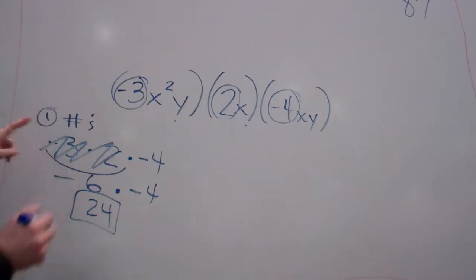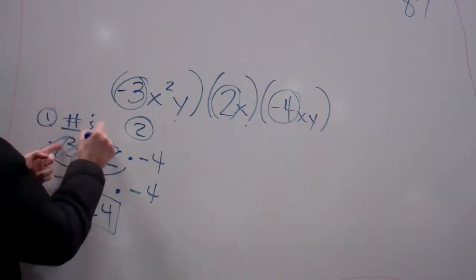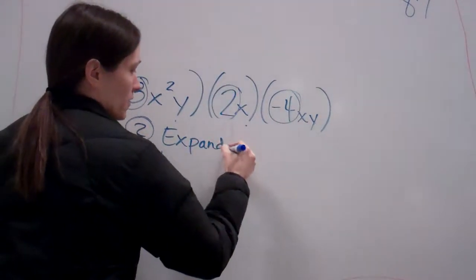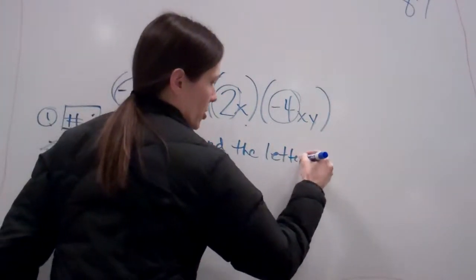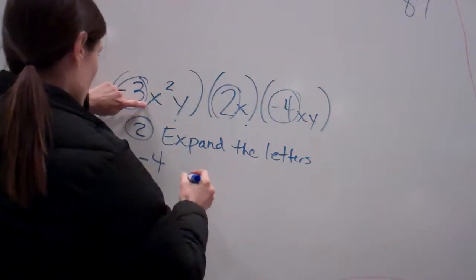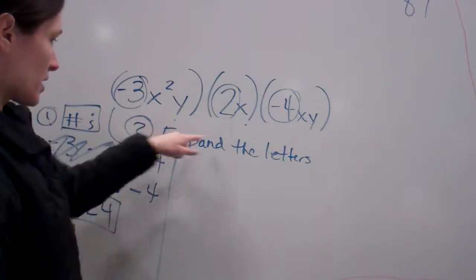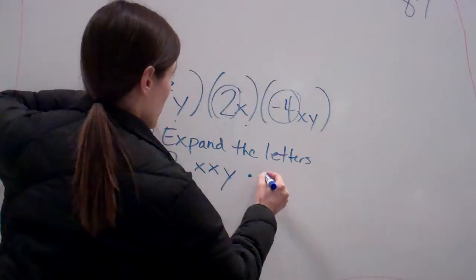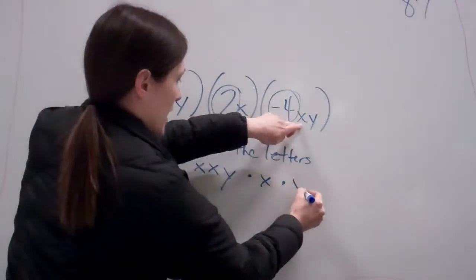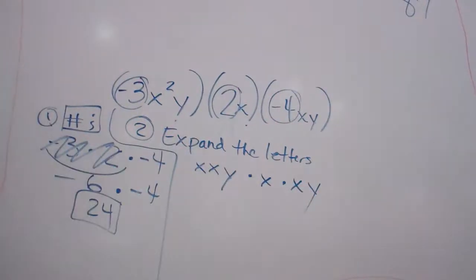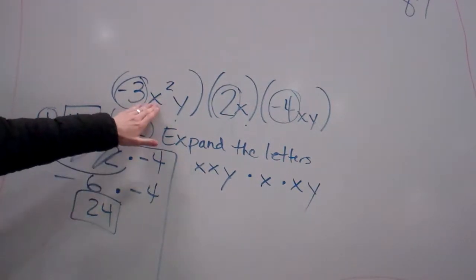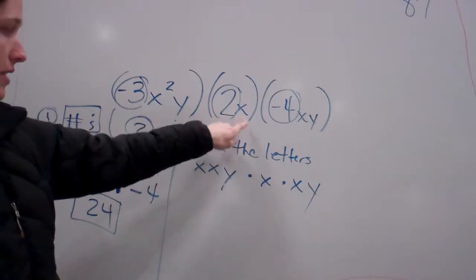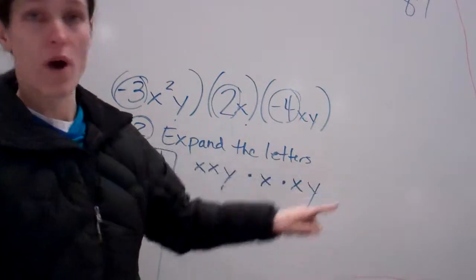Now, the second step that I want you to start doing: step number 1 is to multiply your numbers. Step number 2 is to expand the letters. Okay, so I want you to see what I do. That's step number 1. Step number 2, expand the letters. So I've got x, y times x times x, y. Does everybody see how I did that? x, because there's 2 of them, y times another x times another x, and then a y.